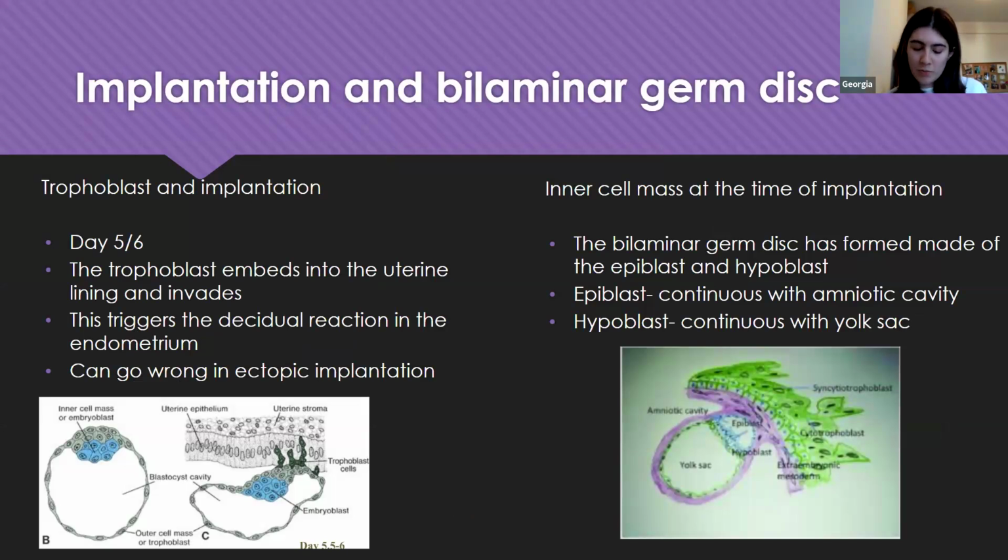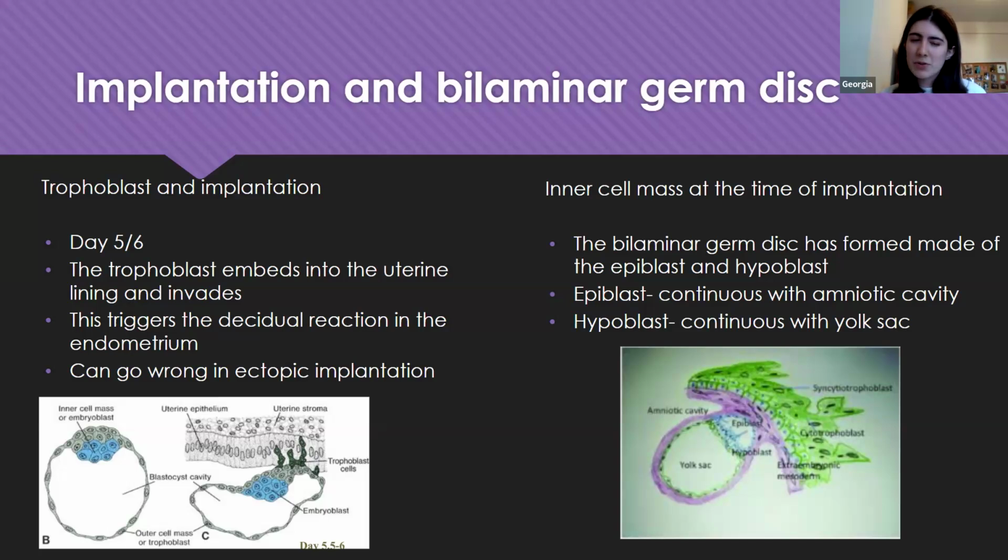And from this point onwards, the process of placental development occurs, which is quite complicated and involves the formation of villi, but due to time constraints, we're not going to go further into that, but you can email me if you have any questions.